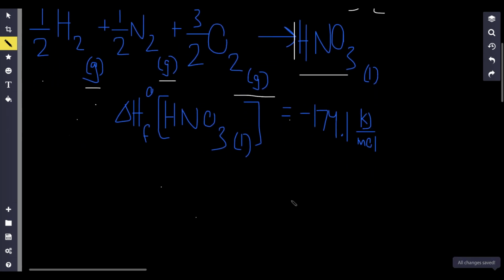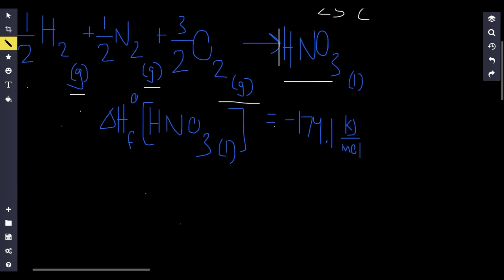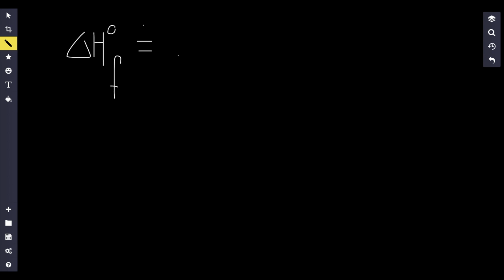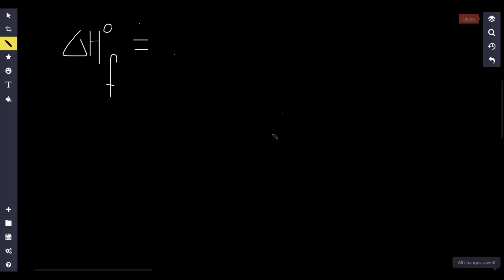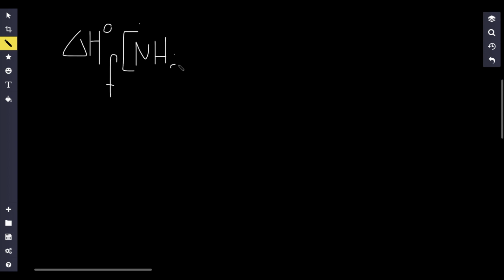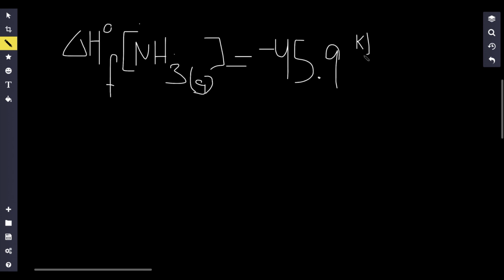Let's take a look at another example for enthalpy of formation. Let's say we're looking at the enthalpy of formation for ammonia. So let me erase this. Ammonia is going to be a gas, gaseous ammonia. It turns out that this value is going to be negative 45.9 kilojoules per mole.